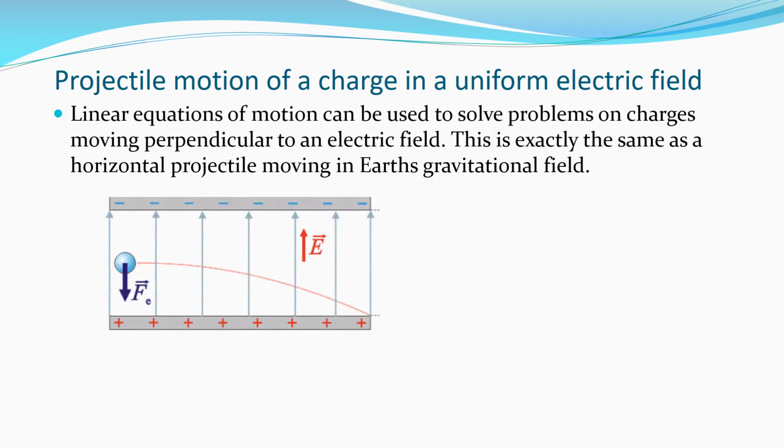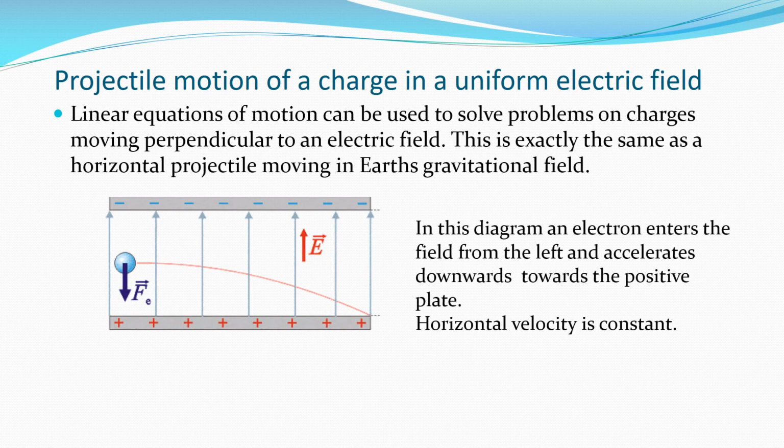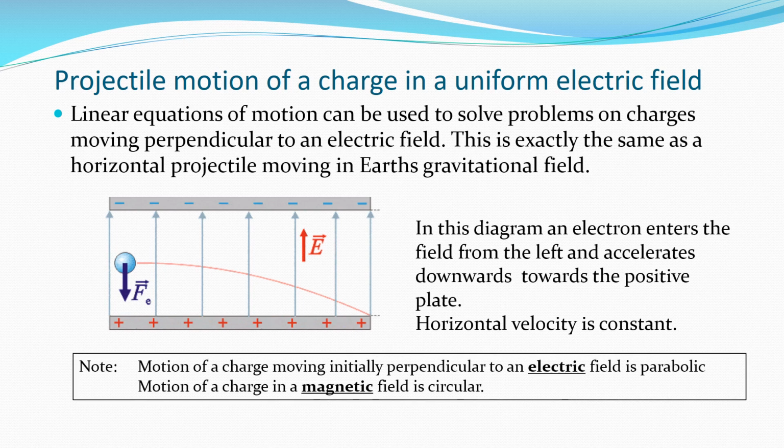In this case, the force which is causing an acceleration of the particle down the way is due to the electric field. We can ignore gravitational effects here because they're very minimal in comparison to the magnitude of the electric field. We also have a constant horizontal velocity because of Newton's first law. The motion of a charge moving initially perpendicular, at right angles, to the electric field is parabolic, just like a projectile moving initially horizontally within a gravitational field. The motion of the charge in a magnetic field, however, is circular, and we learned about this in the previous topic when we were looking at particles from space.